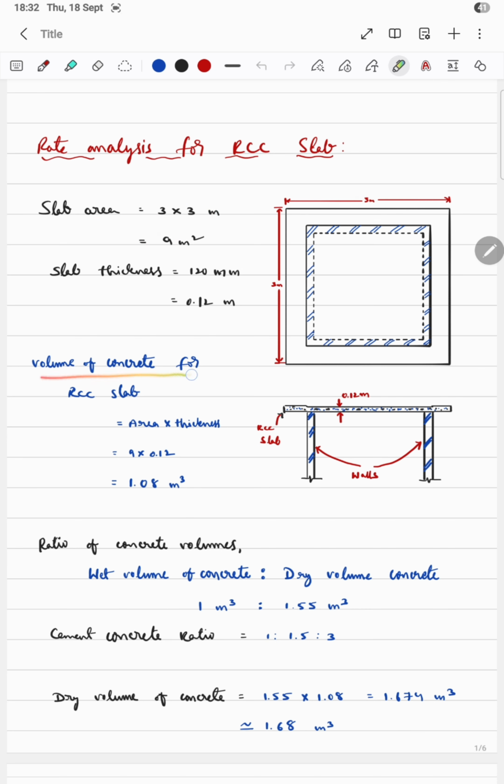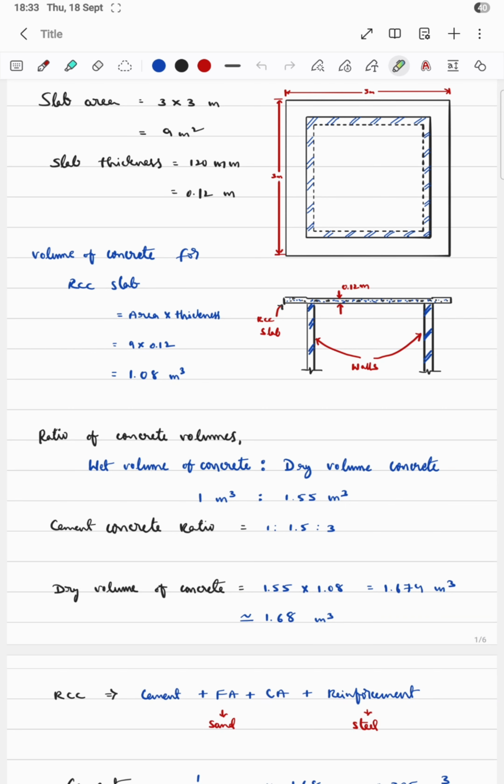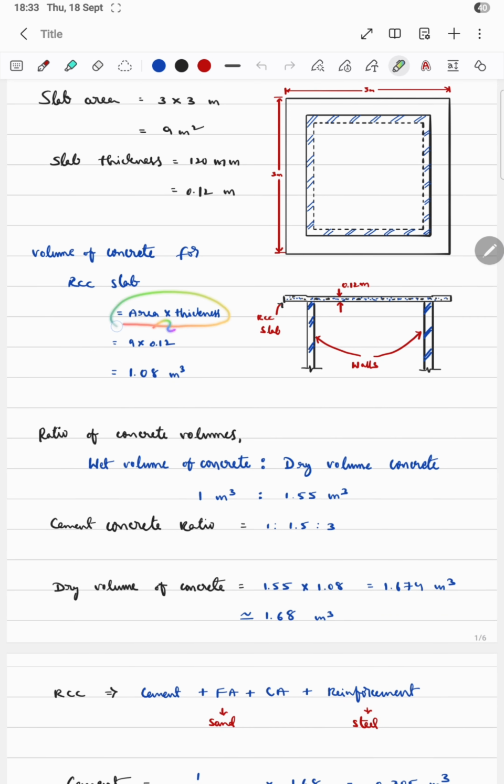Volume for the slab can be calculated by just multiplying the area with the thickness, because the area we have got is 2D, and by multiplying with the third dimension we get the volume, simply length, breadth and depth. Here we have done length into breadth as area, and we just have to multiply with the thickness of the slab. By doing so, we got 9 into 0.12, and finally we got 1.08 meter cube as the concrete volume that we require.